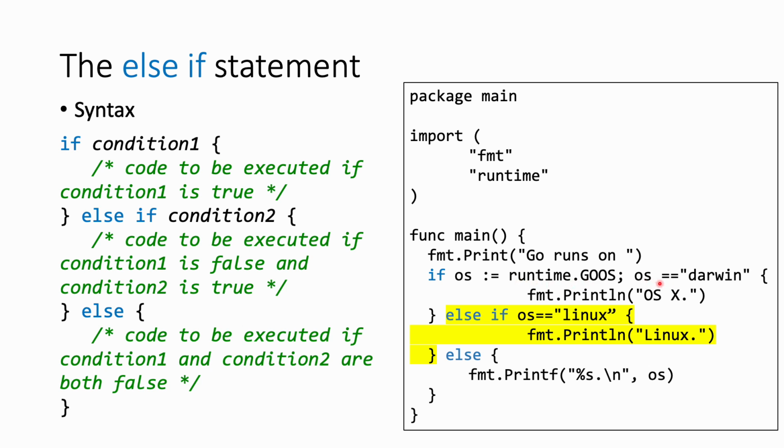In the if condition, it checks if OS equals the string Darwin. And if so, then it will print out OSX. In the else if condition, it checks if OS is equal to the string Linux, and in that case, it will print out Linux. And in the other cases, it simply prints out the variable OS.